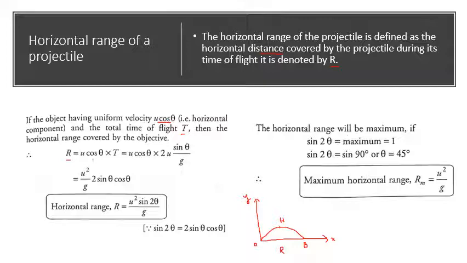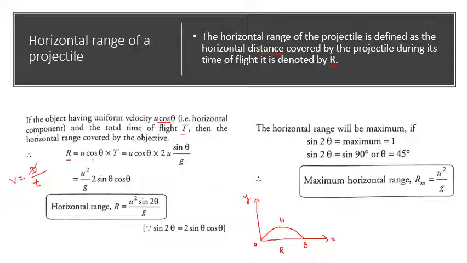How it came? Very simple. We know the formula, velocity equal to distance by time. So here velocity is u cos theta along horizontal direction, isn't it? So velocity will be u cos theta and time equal to capital T. We are considering the total time of flight. So capital T. And this is your distance.